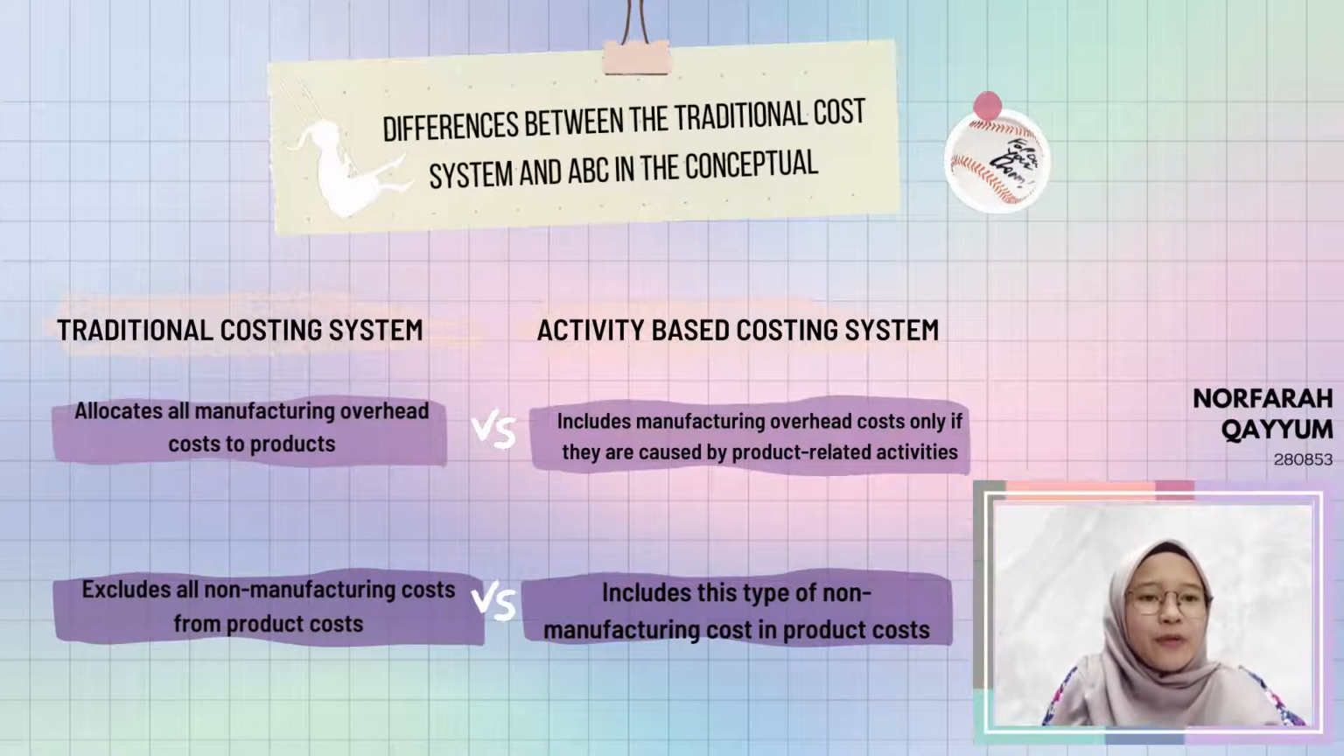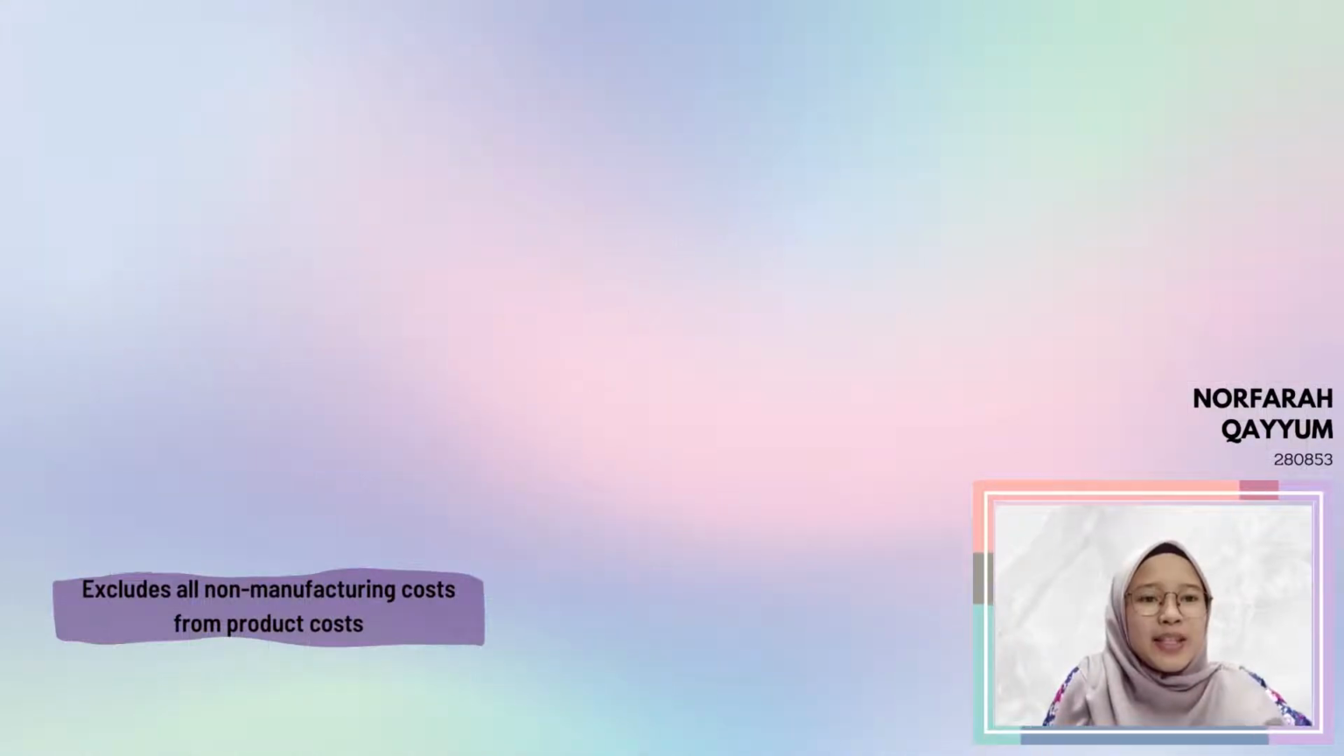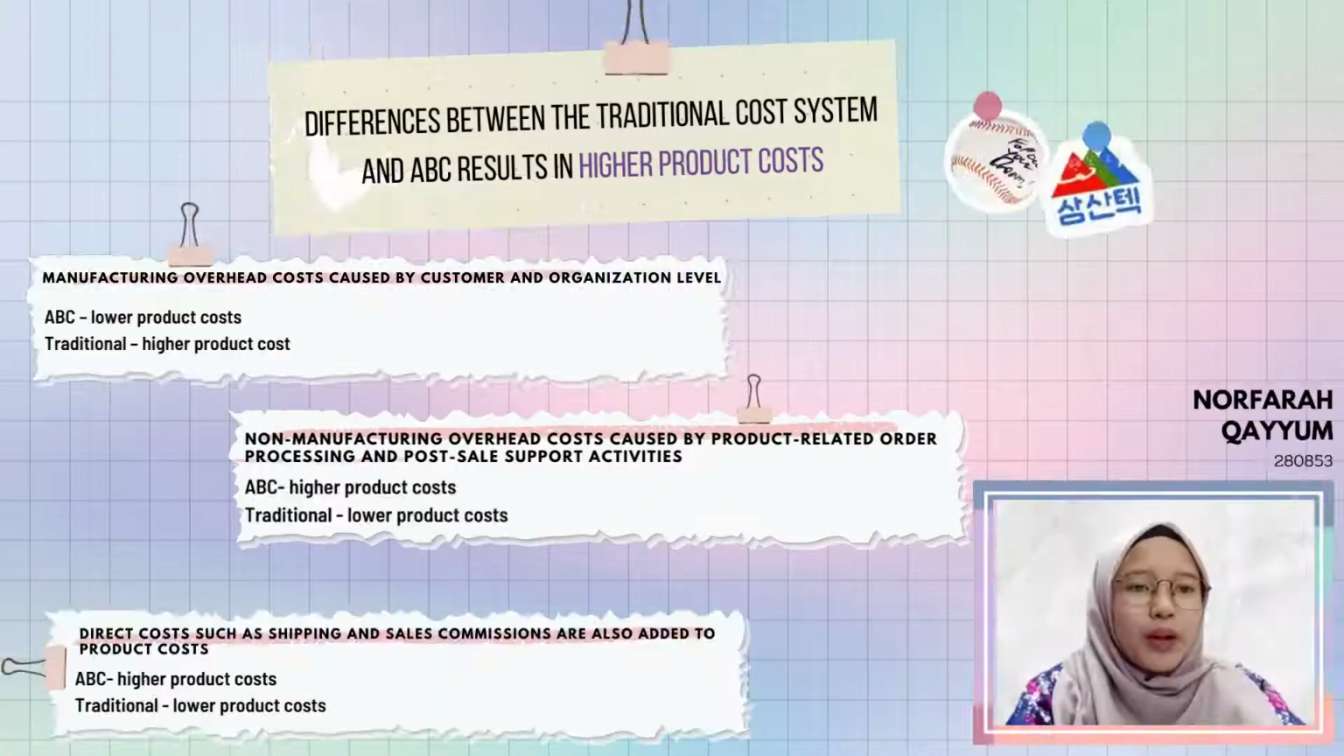However, in the case of Skylar, a portion of this cost is consumed by product-related order processing activities. ABC includes this type of non-manufacturing costs in product cost. For Skylar, non-manufacturing costs related to order processing and post-sale support activities are allocated to the overhead cost of product in ABC. Differences result in product cost.